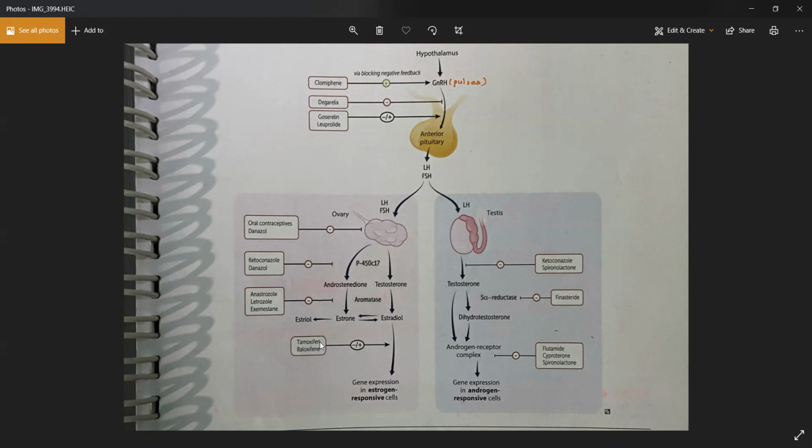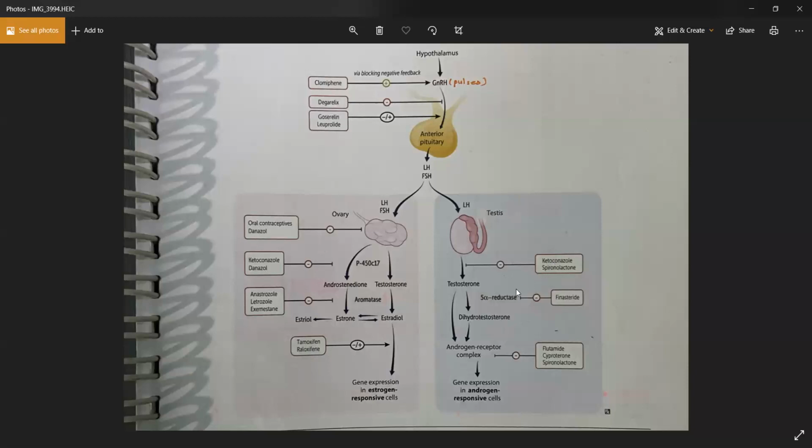So tamoxifen acts as an agonist on the uterus and the bone, and as an antagonist on the breast. While raloxifene is an antagonist on the uterus as well as the breast, and an agonist on the bone. For osteoporosis, you will always give the patient raloxifene. For breast cancer, you will give the patient tamoxifen. In the males, you have the testosterone synthesis inhibitors. These are ketoconazole and spironolactone.